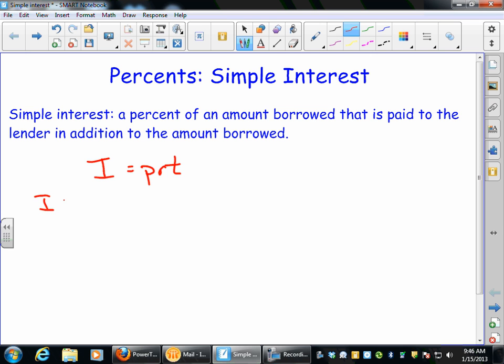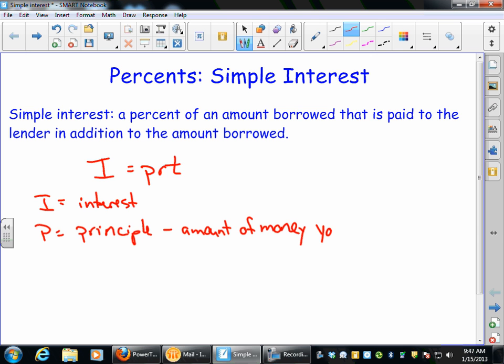Okay, so in this formula, I is the amount of interest. That's what we're trying to find. P stands for principal, and that's the amount of money you start with. So if I borrow $1,000, my principal is $1,000. If I borrowed $3,000, my principal is 3,000.